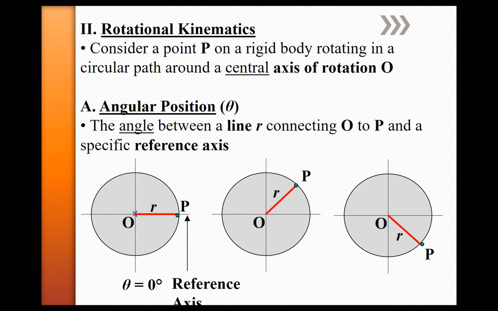So in the first case, since the line that connects O to P is on the reference axis, we would say the angular position of point P is 0 degrees. In the second case, we'd be measuring an angle from the reference axis to that line connecting O to P, and I'm going to roughly say it's about 45 degrees. The other one has the line below the x-axis. There's actually a couple ways you could write it. You could write it as negative 45 degrees. A positive angle means we go counterclockwise, and a negative angle means we go clockwise. We could also represent that angle in the third diagram by a 315 degree angle.